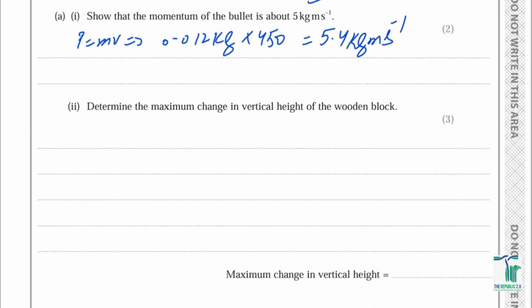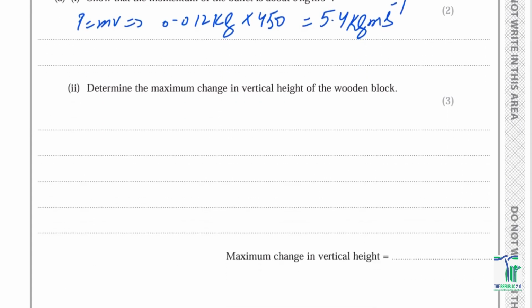Similarly, determine the maximum change in the vertical height of the wooden block. Now we need to calculate the maximum change in the height of the wooden block. As you know, the kinetic energy of the bullet would translate into the potential energy gained by the wooden block. So using the law of conservation of momentum, we can keep the kinetic energy equal to the potential energy. The m and m are going to cancel out. And since we're looking for the height, it has to be v square divided by 2g.